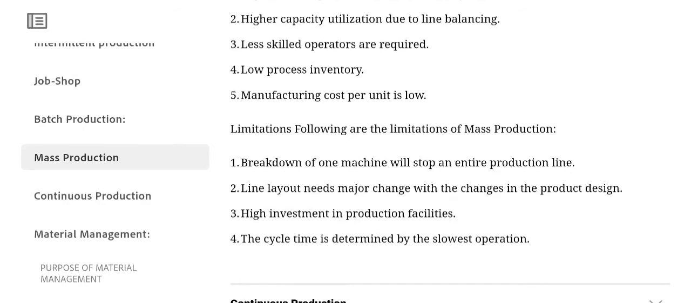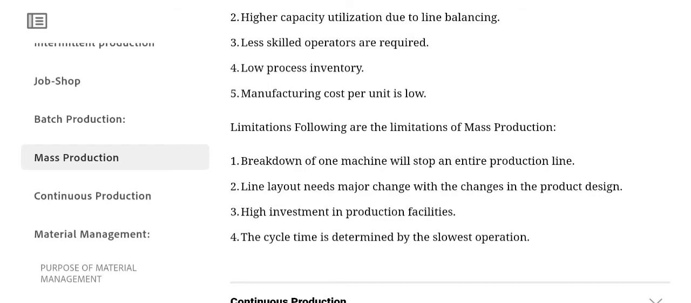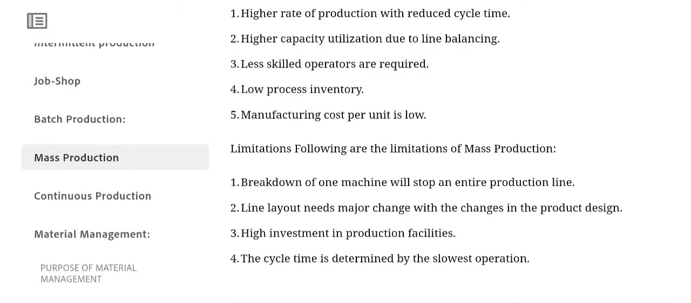After that, there is high investment in production facility. As we all know, the machines require a lot of money to purchase, and that's why there is high investment in production facility. The cycle time is determined by the slowest operation. This is the main thing. Cycle time is determined by the slowest operation.